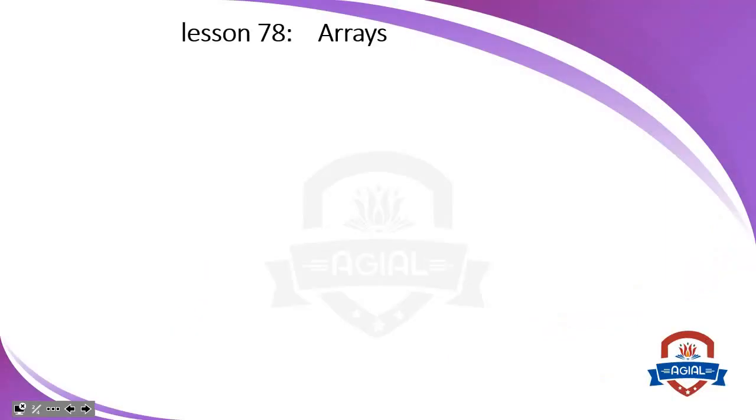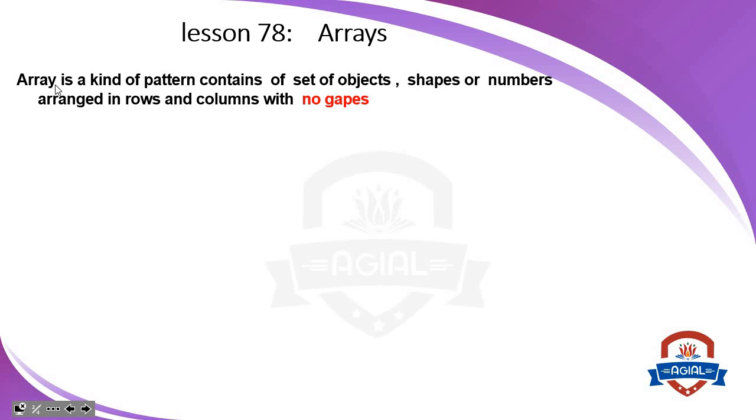My lesson today is array. What is the meaning of array? Array is a kind of pattern containing a set of objects, shapes or numbers arranged in rows and columns with no gaps. So, again, an array contains rows and columns with no gaps.